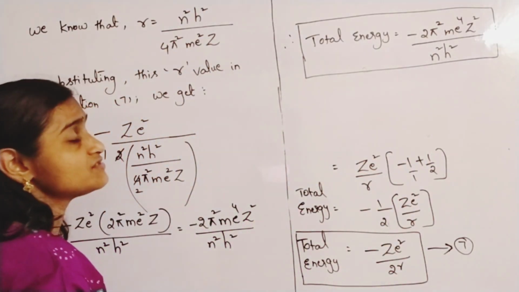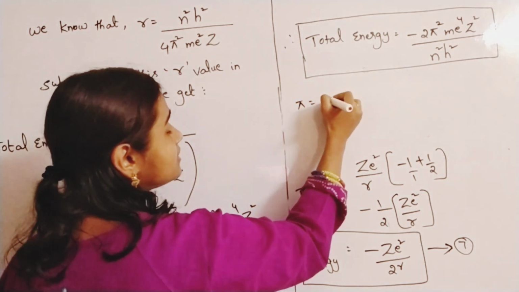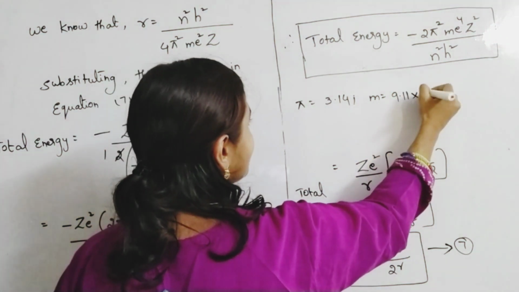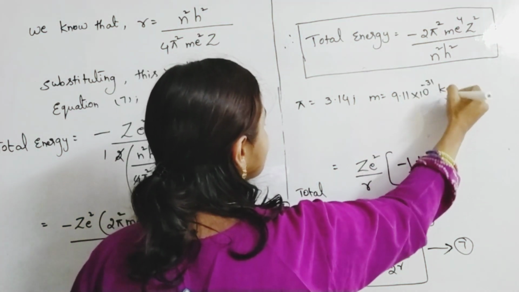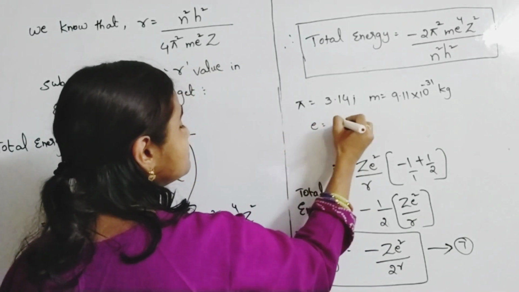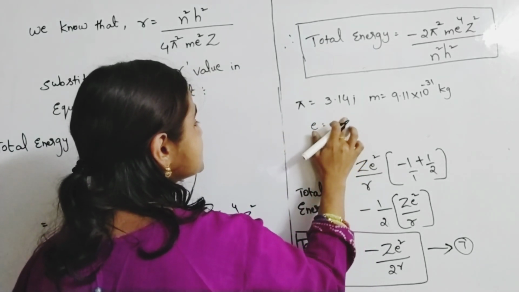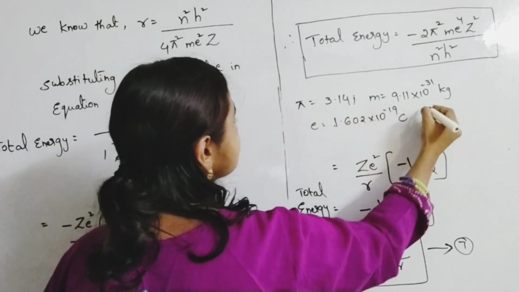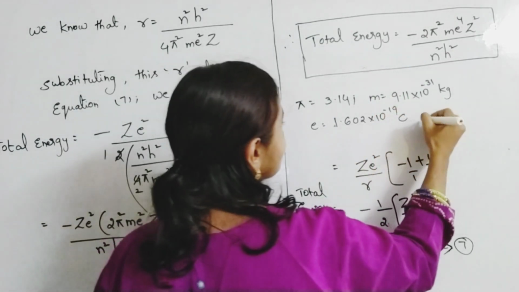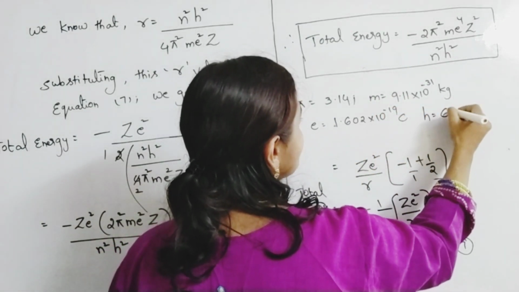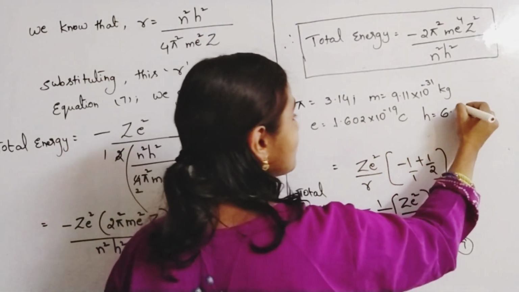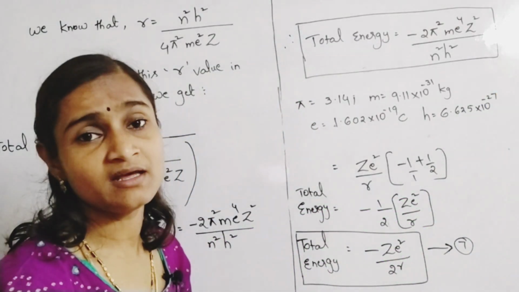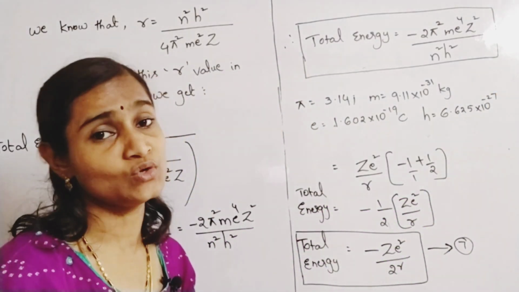What are the fixed values? The pi value you know, 3.14; the m value, 9.11 into 10 to the power of minus 31 kg; and the e value, 1.602 into 10 to the power of minus 19 coulombs. Z depends on the atomic number. The h value you know is 6.625 into 10 to the power of minus 27 if it is in erg second, or minus 34 if it is in joule second.